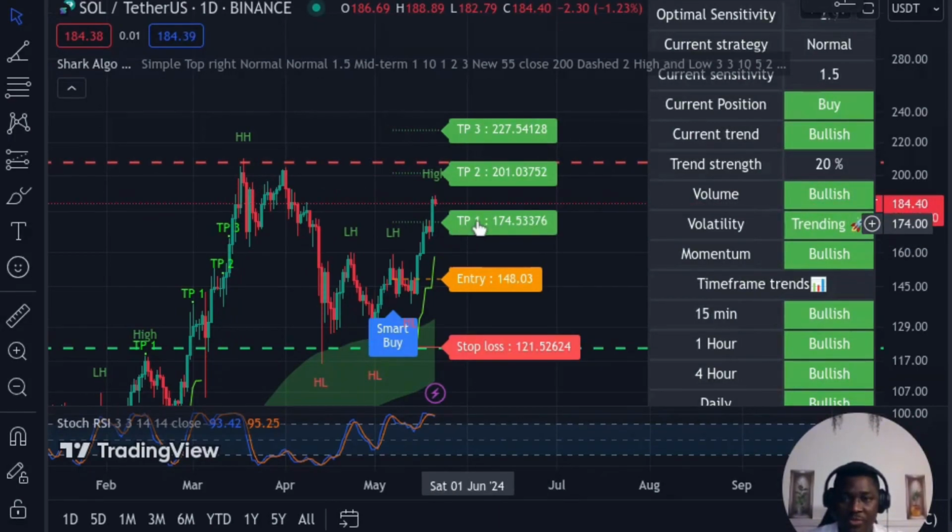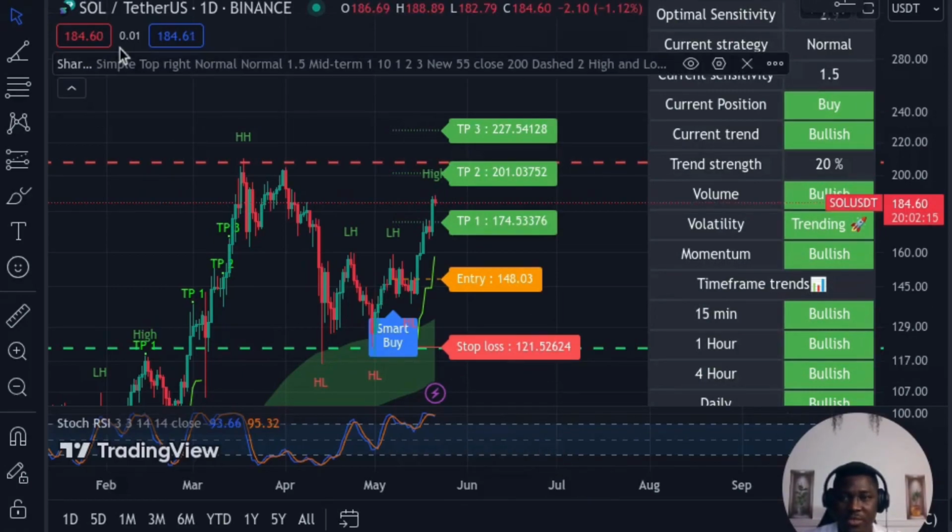We have just 50% of the open position left, and we are going to close 50% of what is left when we get to our TP2 of $201. And finally, we are going to close the trade when we get to $227, which is our TP3. Our stop loss will still remain at the same level. Our stop loss is placed at $121. Alright, so this is the trade of Solana USDT.